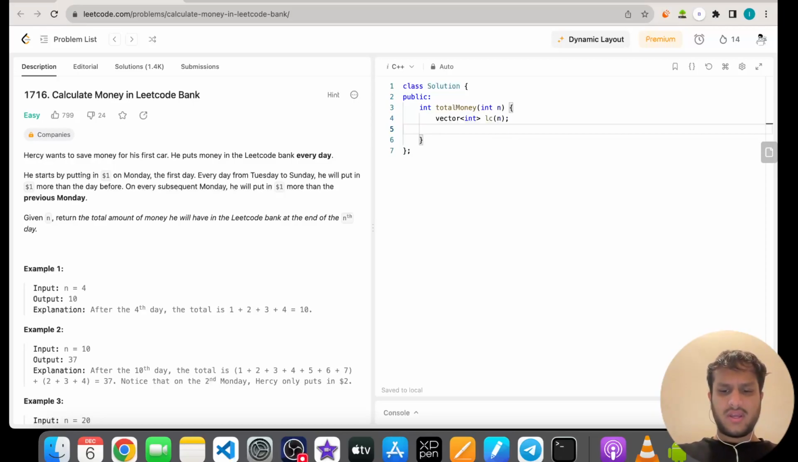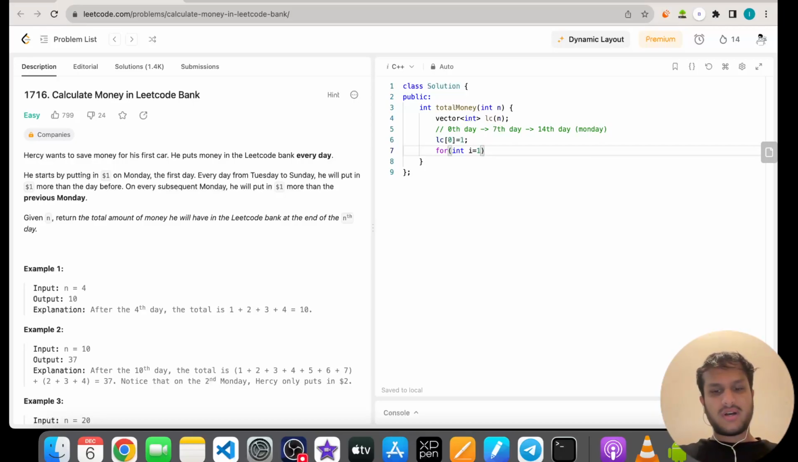Okay, now can I say that is 0th day and then plus 7, right? So the next Monday will be on 7th day, right? So on 7th day, and then on 14th day, if it exists, will be our Mondays, right? So on the 0th day, that is on the very first day, he saves $1, right? So LC of 0 will be 1, and let's run a for loop.